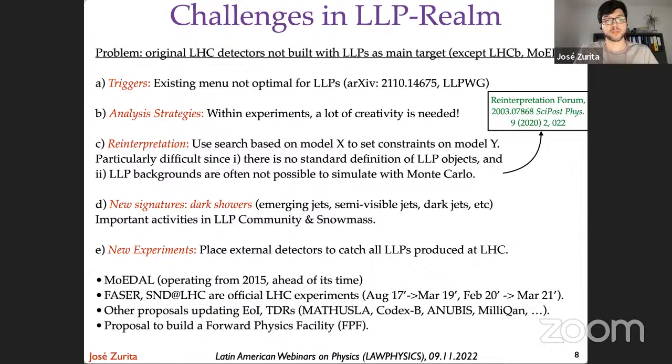Now, you are dealing with objects that you are not expecting to deal with, so you need to change your analysis strategies. This is something that goes pretty much within the collaborations. It's not so much something that affects us theorists, but certainly there is a lot of creativity and thinking out of the box to deal with this stuff, because you wanted a muon that had a track that points to the primary vertex.